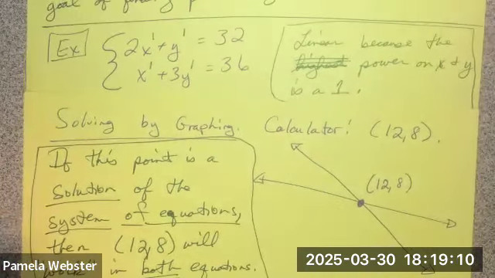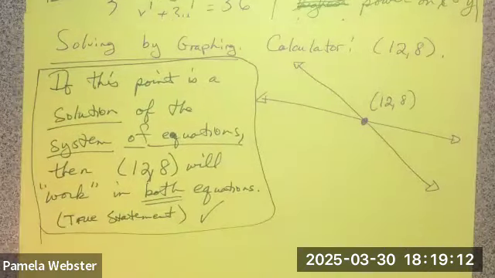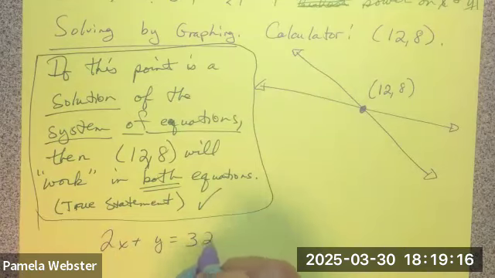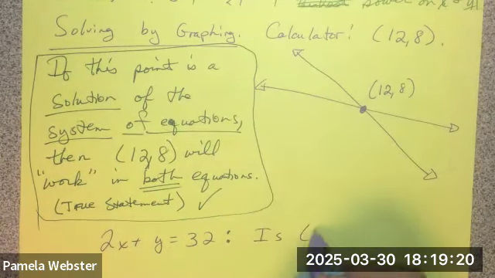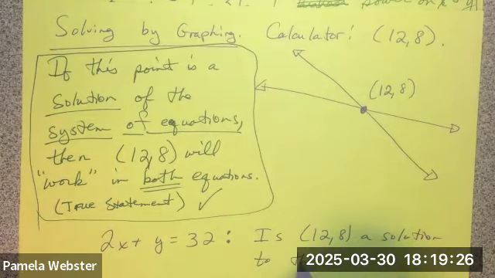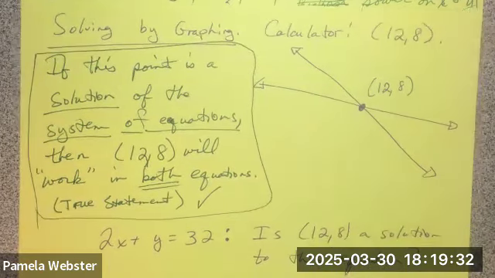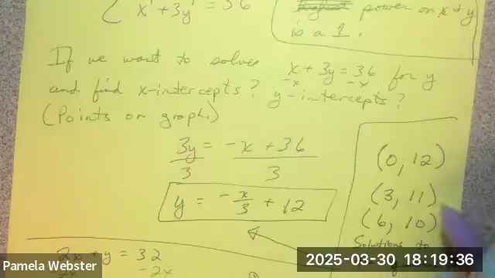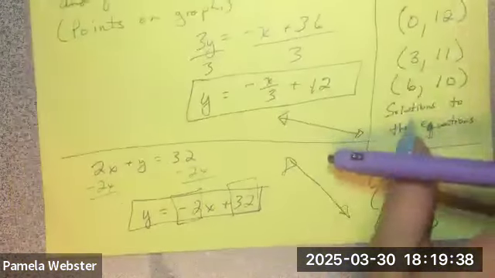Okay. So let's look. 2x plus y. That's my first equation. 2x plus y equals 32. So what we want to know is, is 12, 8 a solution to this equation? So it's not one that I got, right? Because whenever I was working, let me come back to my work real quick. Whenever I was picking points, I didn't get all the way out to 12, right?